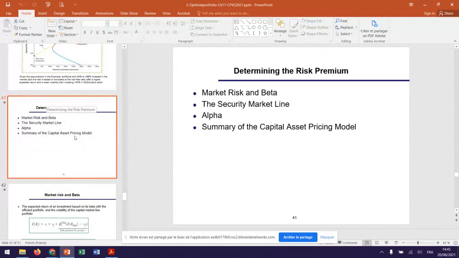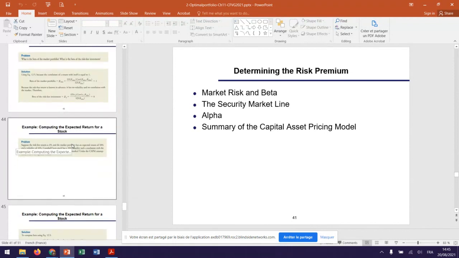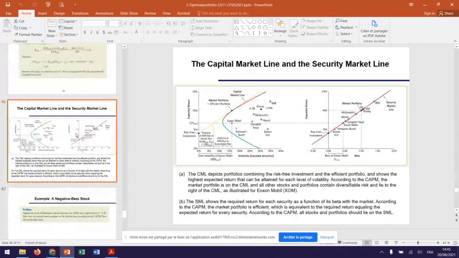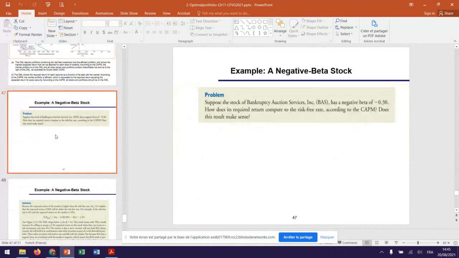Obviously, there are some other models being proposed at the moment, for example the Fama-French three-factor model and momentum. They add size and so on as factors, which I can comment on later. Let's go back to the concept of the CAPM. Suppose the stock called Bankruptcy Auction Service, BAS, had a negative beta.